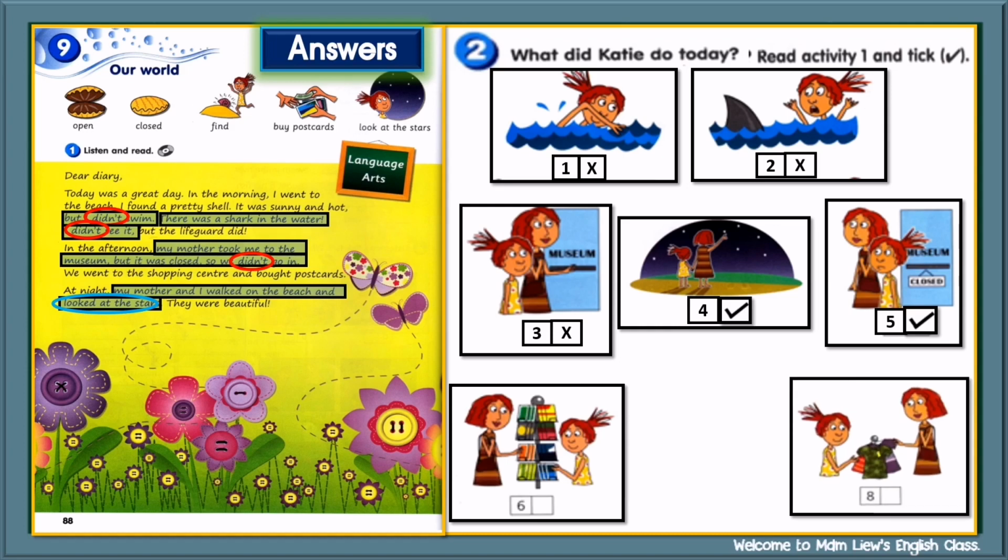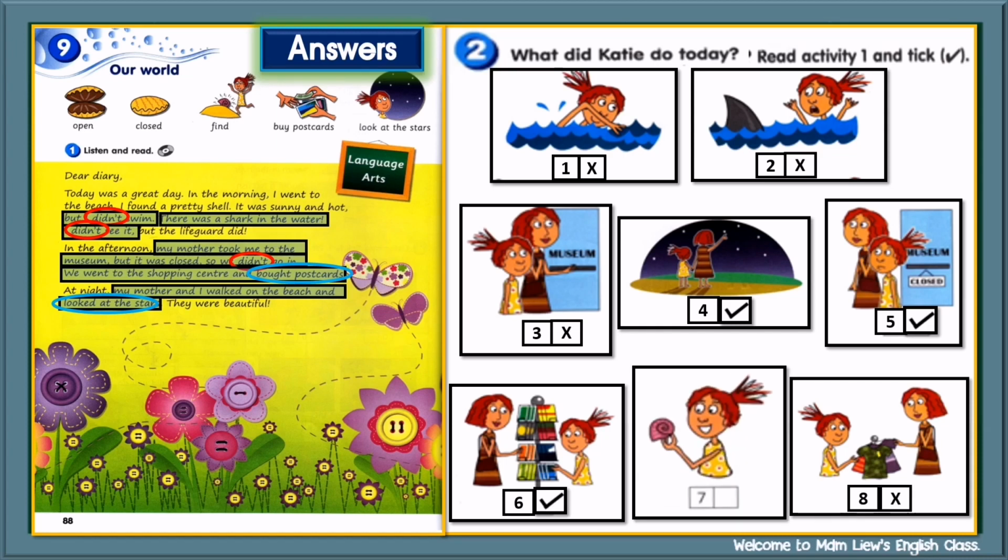6 and 8. 6. Did Katie buy postcards or 8. Did she buy clothes? Let's check. We went to the shopping center and bought postcards. Number 6. She bought postcards, so tick. Number 8. She didn't buy clothes, so cross. 7. Did Katie find a shell? Let's check. I found a pretty shell. Number 7. Katie found a pretty shell, so tick. Children, check your answers carefully. Please do your correction if you have got any wrong answer.